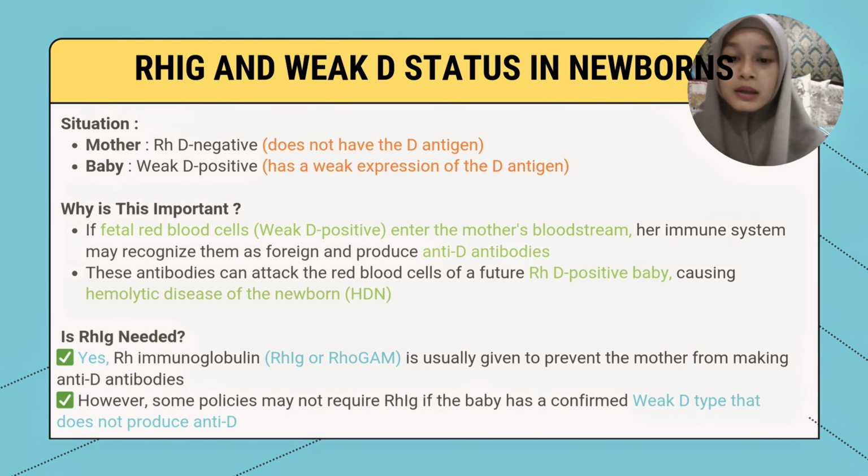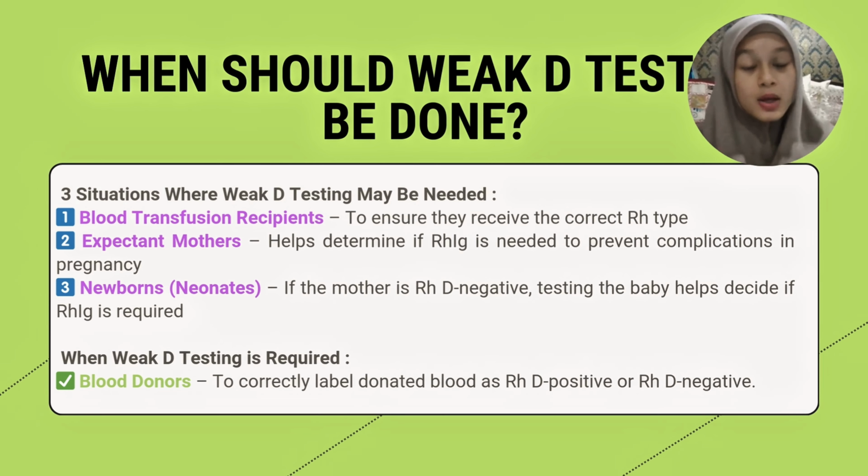These antibodies can attack the red blood cells of a future Rhd positive baby, causing hemolytic disease of the newborn. So is Rh immunoglobulin needed? Yes, Rh immunoglobulin is usually given to prevent the mother from making anti-D antibodies. However, some policies may not require Rh immunoglobulin if the baby has a confirmed weak D type that does not produce anti-D. So last, when should weak D testing be done?